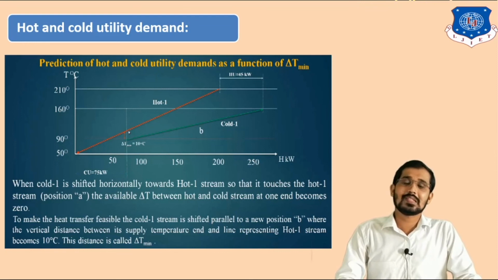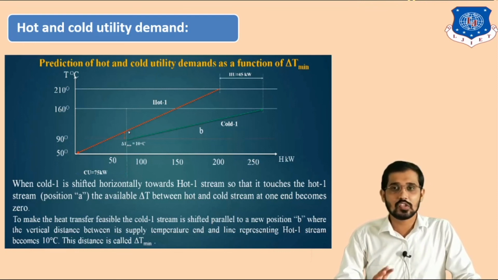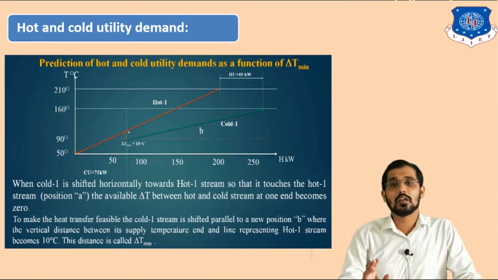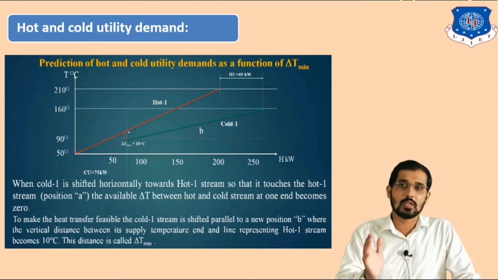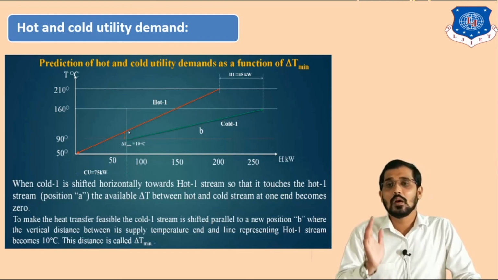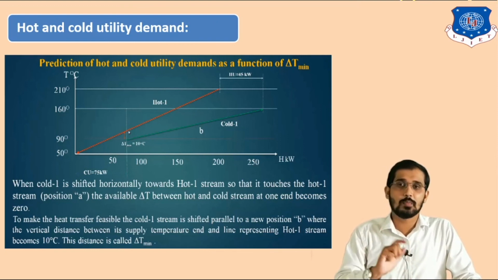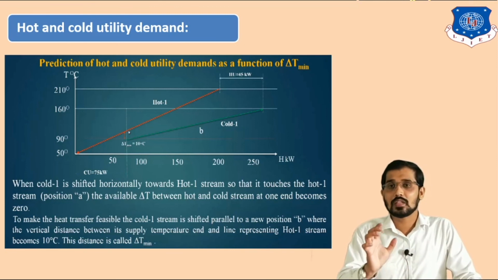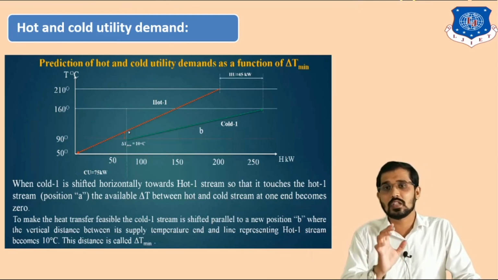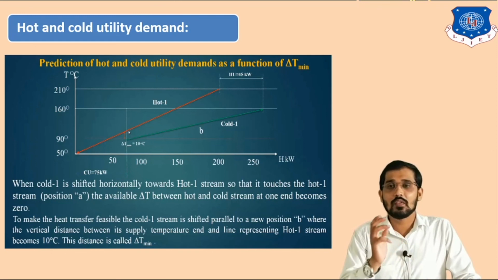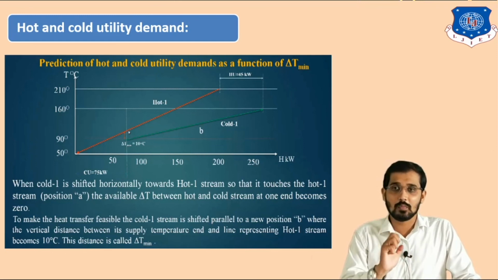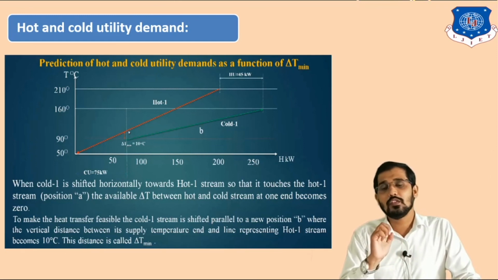So what we have seen in this lecture, I have told you related to the TH diagram. After that we considered two stream data, that is nothing but the cold stream and hot stream, where we have supply temperature and target temperature. After that I told you how to draw these two lines, the hot stream and cold stream, in the TH diagram. After that we have seen the effect of delta T minimum on the TH diagram.